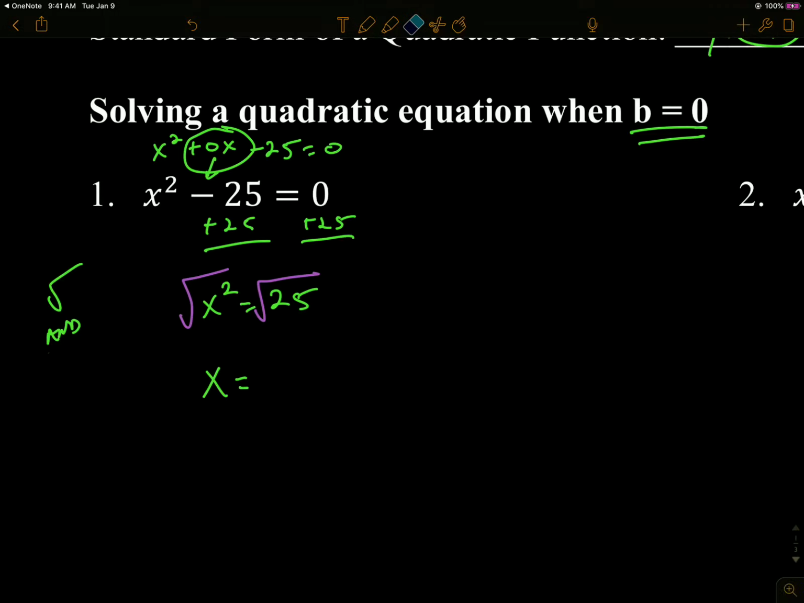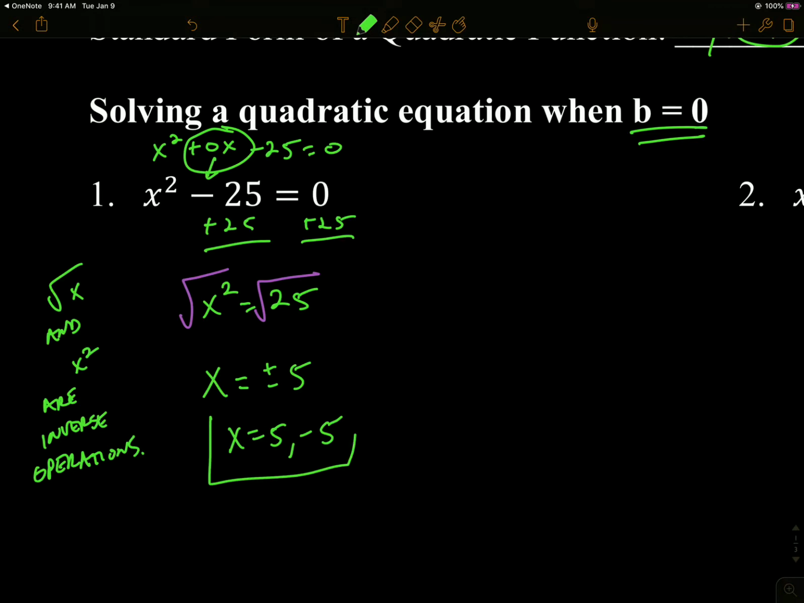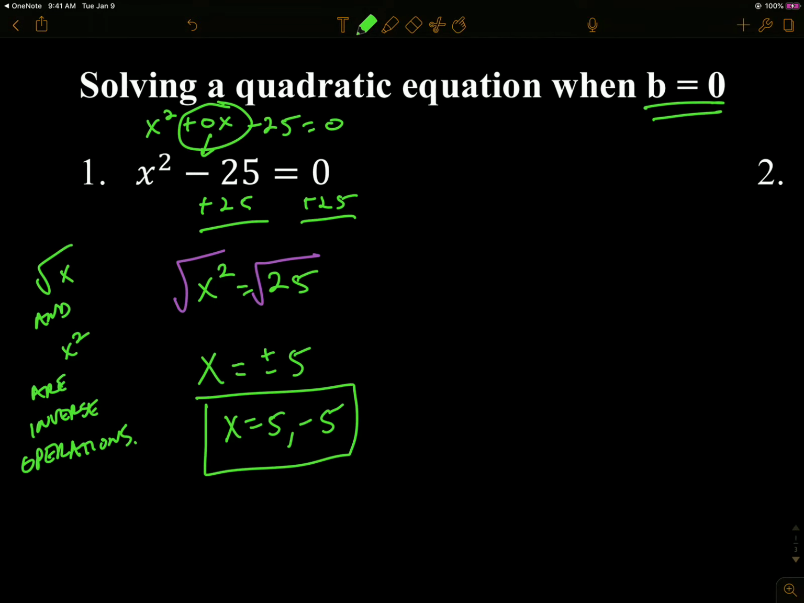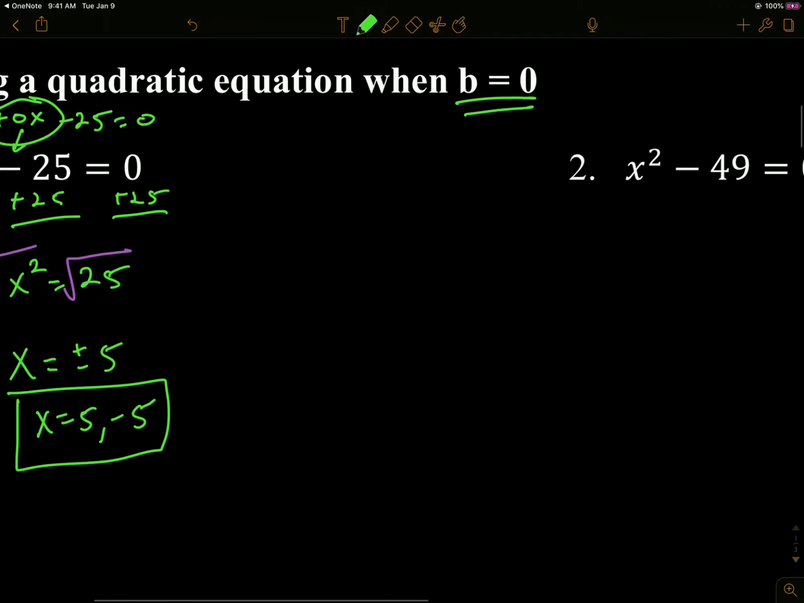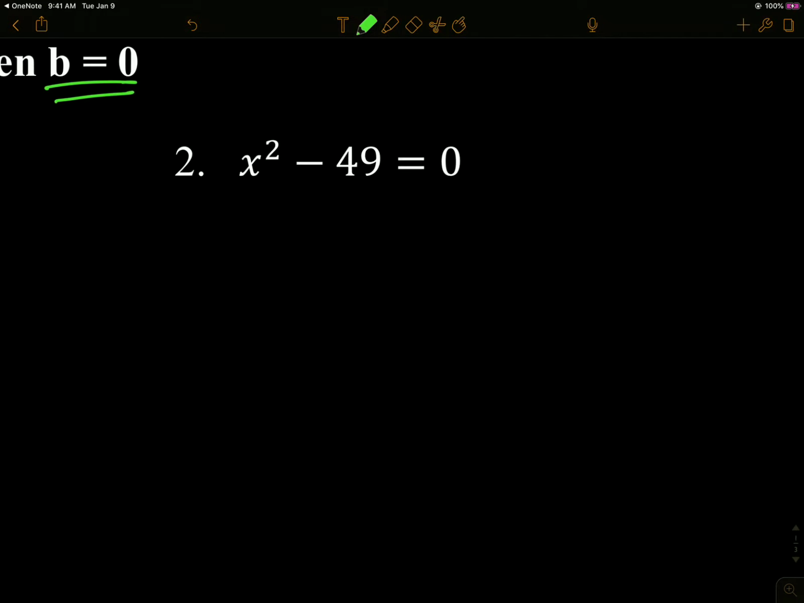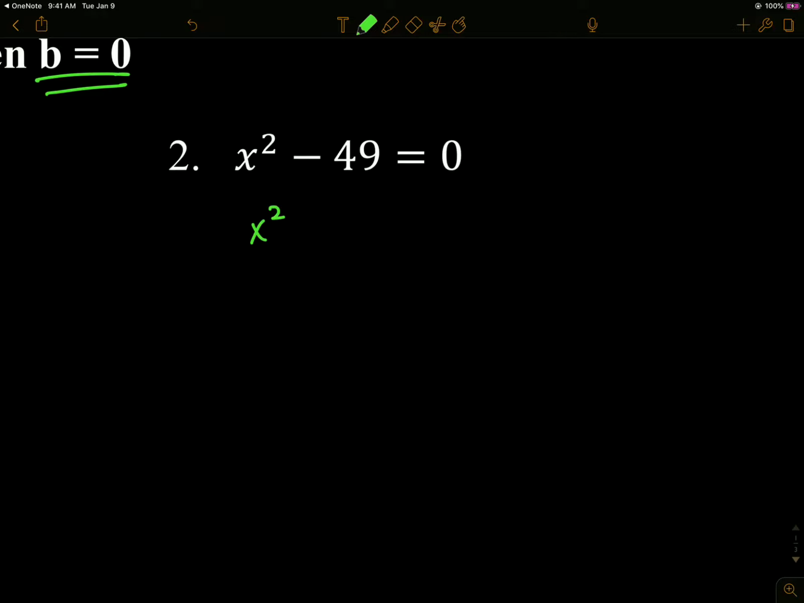Actually, I'll write it like this. Square root and squaring are inverse operations, so they undo each other. All right, so then the square root of 25 is plus and minus 5. So there's actually two answers, 5 and negative 5. Because when we square root 25, we have 5 times 5 is 25, but also negative 5 times negative 5 is 25.